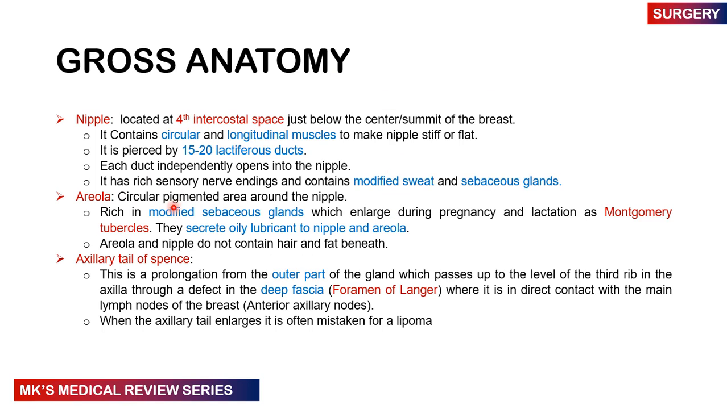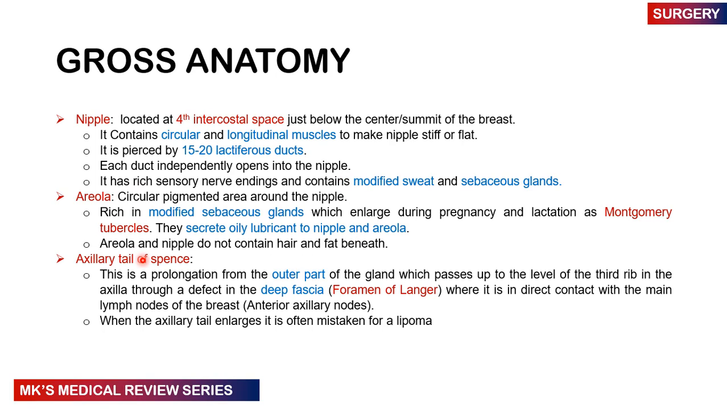Then you have a circular pigmented area just around the nipple, which is known as the areola. This is pretty much rich in modified sebaceous glands, and these glands may actually enlarge during pregnancy and lactation as what we call Montgomery tubercles. These secrete an oily substance that lubricates the nipple and the areola and prevents it from cracking, because this may be one thing that may cause mastitis. The areola and the nipple do not contain any hair, and they do not contain any fat underneath.